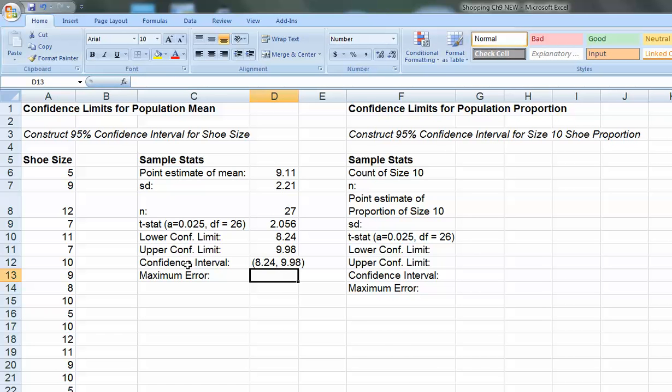So, what's our interpretation here? This is the important part. Our interpretation is thus: we are 95% confident that the true value of the population mean falls between 8.24 and 9.98. It's that simple. Is there a chance that it does not fall in that range? Well, you bet there is. We're only 95% confident that it falls in that range. It might not, but we're pretty sure that it does.